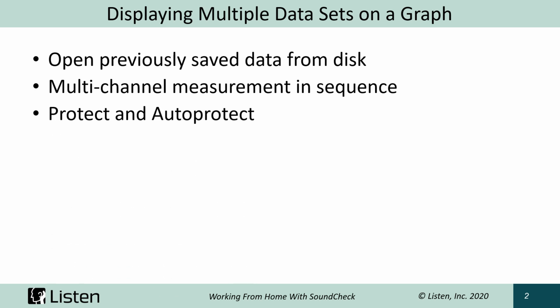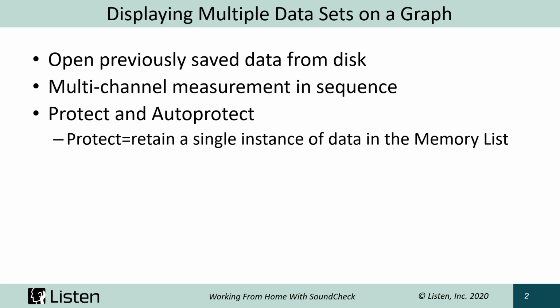And the last feature, and we'll take a little more in-depth look at this, is using the protect and auto protect features that are found in SoundCheck's memory list. Protecting a piece of data retains a single instance of the data in the memory list. So in other words, if I've just run a sequence and I like the fundamental curve and I want to compare it to another measurement that I'm going to make, maybe I'm adjusting the microphone, adjusting some parameters of the speaker, I can protect that data so it won't get overwritten the next time the sequence is run.